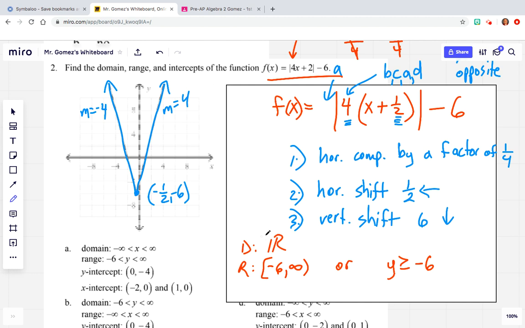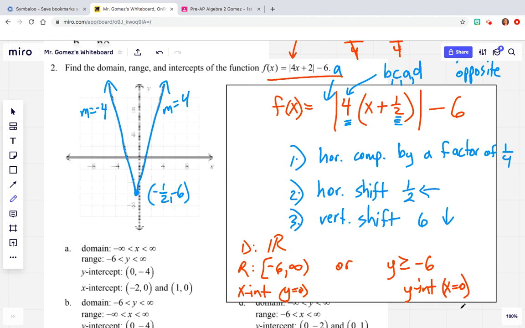Now we're going to go to the intercepts. Okay, so the y-intercept and x-intercept. So if I'm looking for the x-intercept, I'm basically asking myself, when is y equal to 0? Okay, and if I'm looking for the y-intercept, I'm basically asking myself, when is x equal to 0?